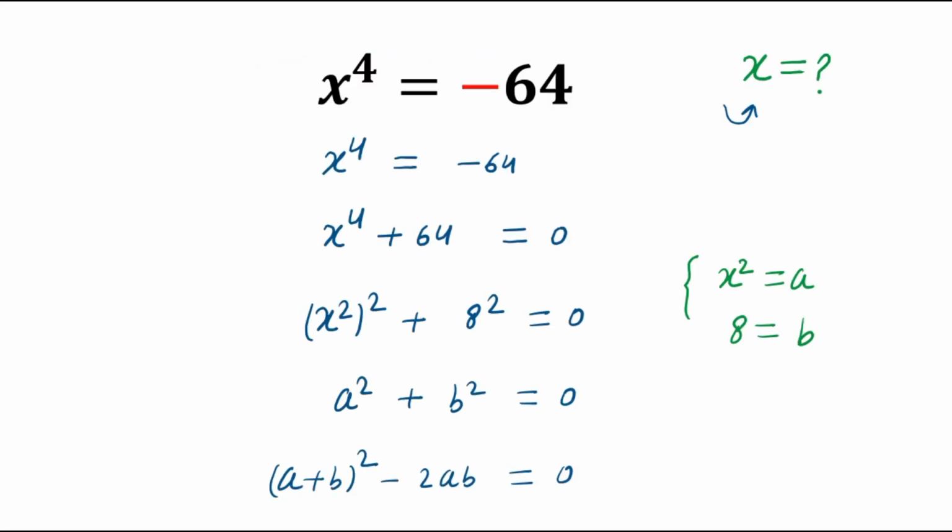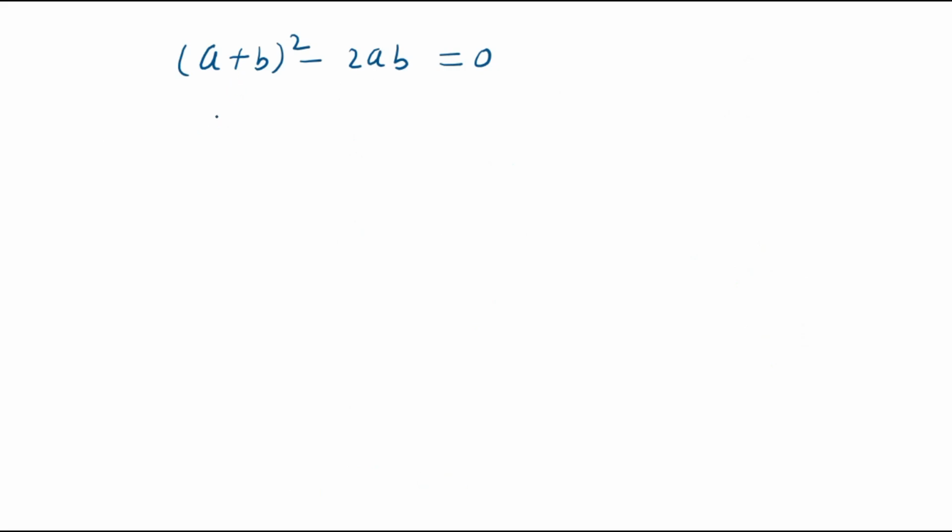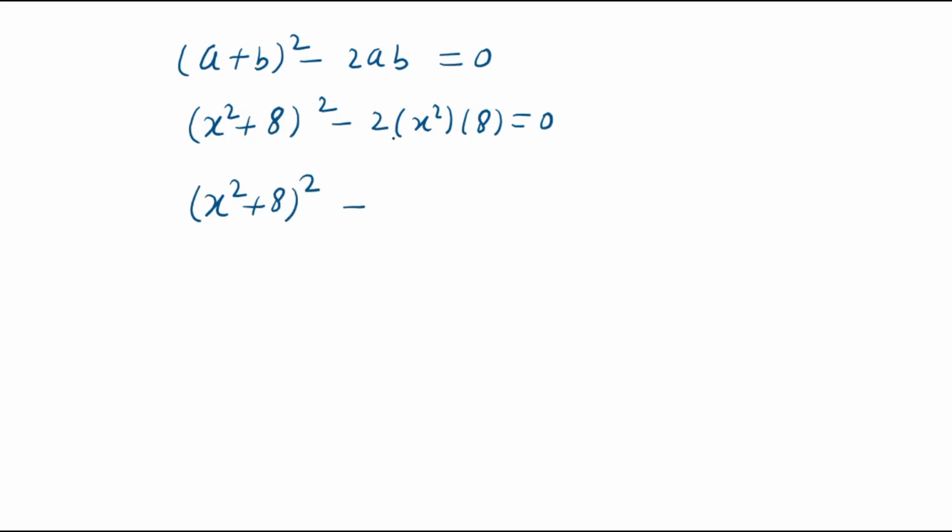On the left hand side, (a plus b) whole squared minus 2ab is equal to 0, and here the value of a is x square and the value of b is 8. So a is replaced by x square and b is replaced by 8, (x square plus 8) whole squared minus 2 times x square times 8, and this is equal to 0. Here (x square plus 8) whole squared minus 2 times 8, which is 16, times x square, is equal to 0. Look carefully.